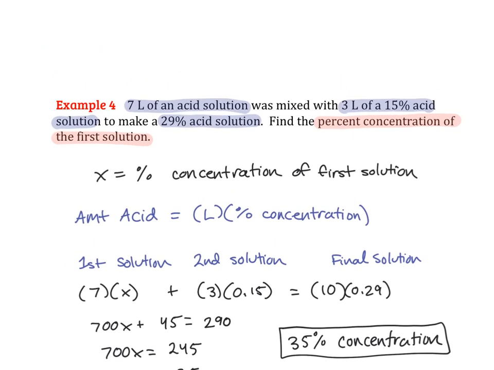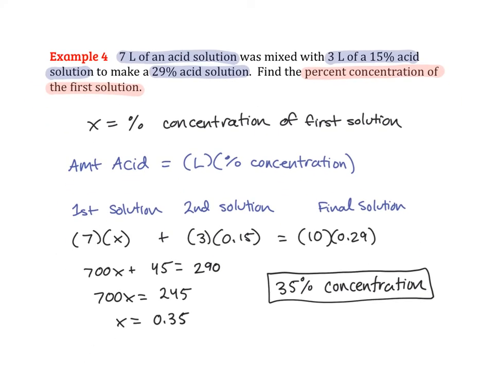Okay, so these last 2 examples are kind of similar. We have 7 liters of an acid solution mixed with 3 liters of a 15% acid solution. Notice that for the first one, we're not sure about the percentage of acid in that solution. It's vague. To make a 29% acid solution, find the percent concentration of the first solution. Since this is what they're asking you to find, this is how we are going to define our variable. So x equals the percent concentration of the first solution.